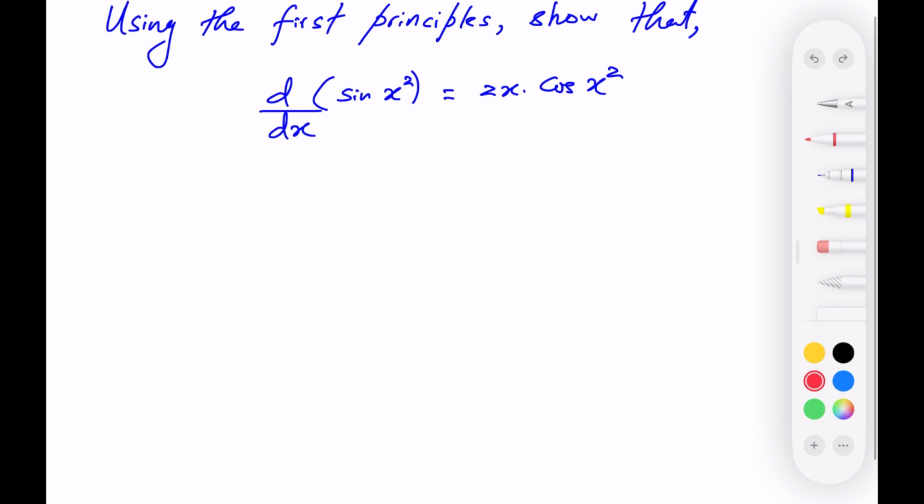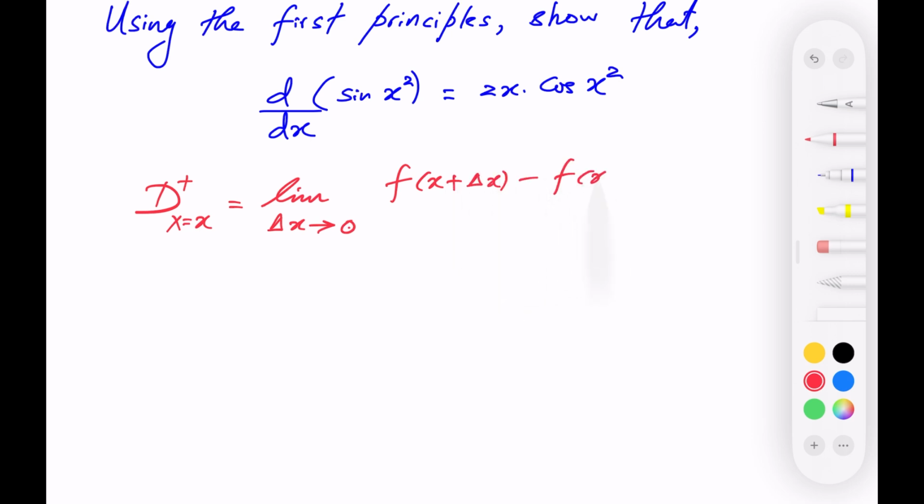When we say the first principles, we can use the right-hand differentiability or the left-hand differentiability. I'm going to use the right-hand differentiability, which is D plus at x equals x. This is equal to the limit as delta x approaches 0. On the numerator, we have f of x plus delta x minus f of x. All of that's divided by delta x.